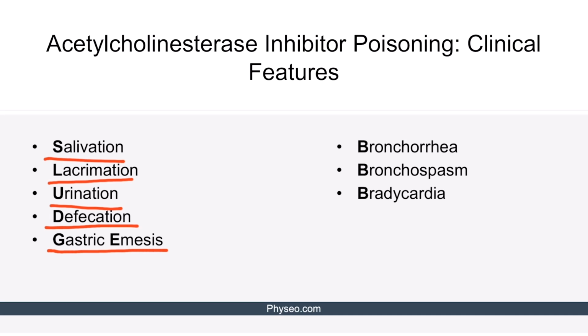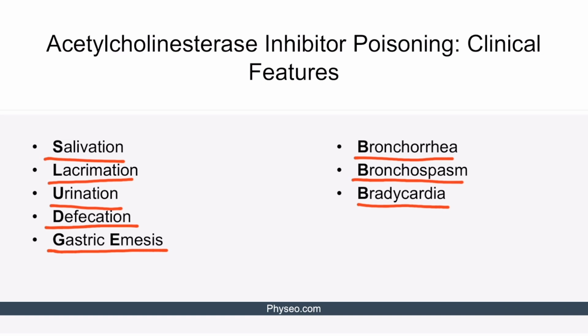The three B's stand for bronchorrhea, bronchospasm, and bradycardia. Bronchorrhea means production of excess sputum, and it occurs because acetylcholine stimulates production of secretions in the airway. Bronchospasm is caused by acetylcholine causing the smooth muscle in the walls of the bronchioles to contract. Bradycardia results from excess stimulation of the vagus nerve, which, when stimulated by acetylcholine, slows down the heart rate.